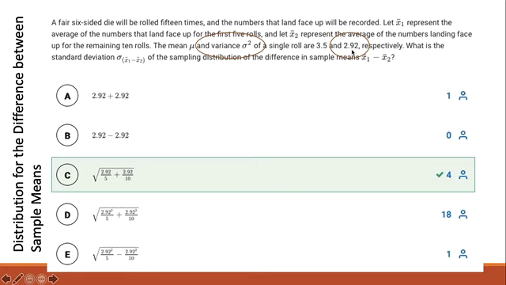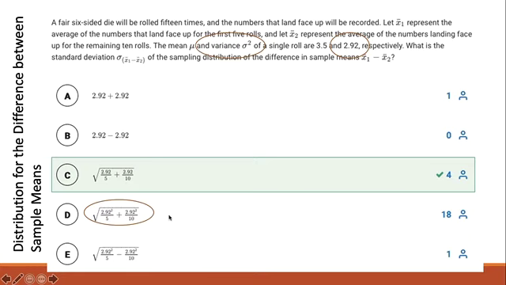So we are looking then at the standard deviation for the difference between the sample means, where I believe the first sample mean is the average of the numbers that land face up from the first 5 rolls, and the second is the average from the last 10 rolls. So understand that explains the denominator in the correct answer and in the most commonly chosen wrong answer. Here we're looking at 5 trials in the first mean, and here we're looking at 10 in the second mean.